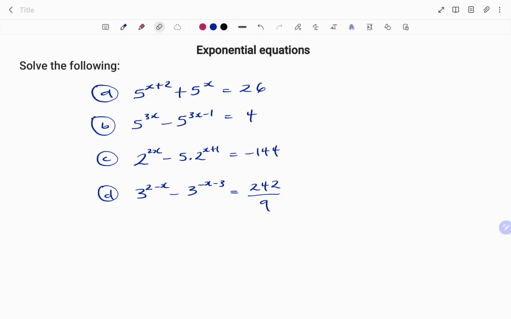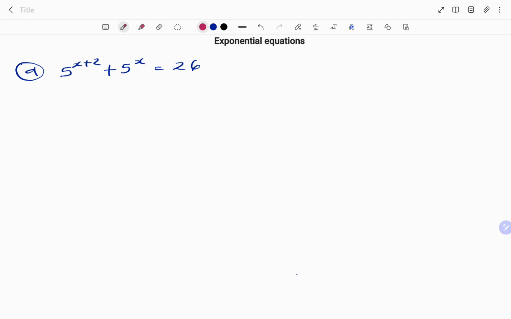Today we're going to be solving exponential equations using the following examples. In the first example, we have 5 to the power of x plus 2 plus 5 to the power of x equals 26. Using the laws of exponents, we know that if I have a base a to the power of x multiplied by a to the power of y, because the bases are the same, we're going to be adding the exponents. That's going to be a to the power of x plus y.